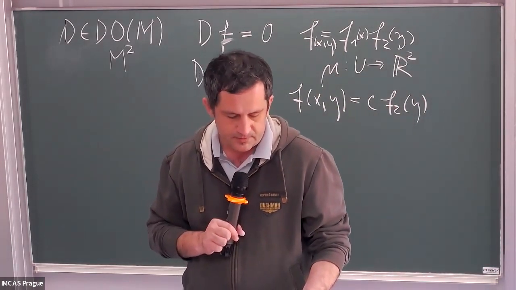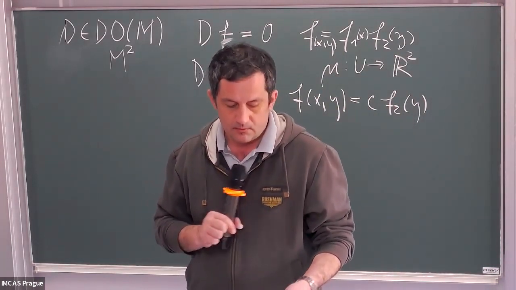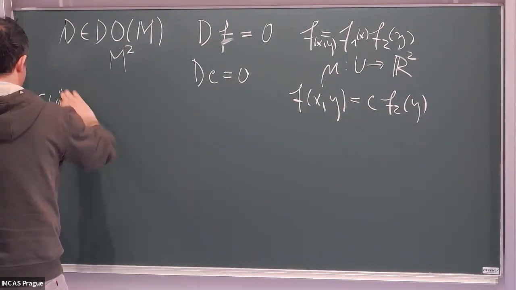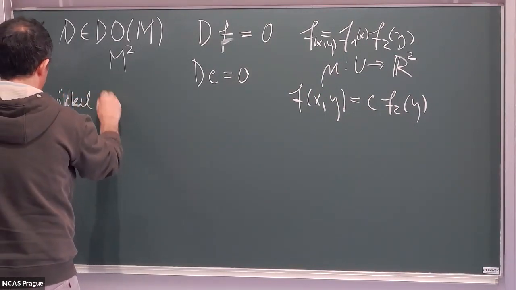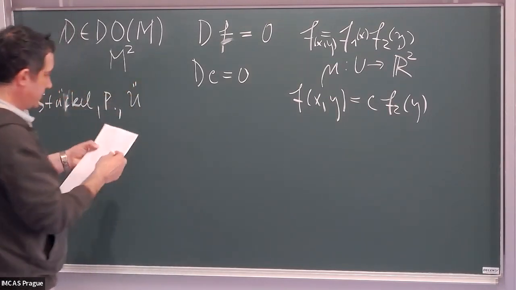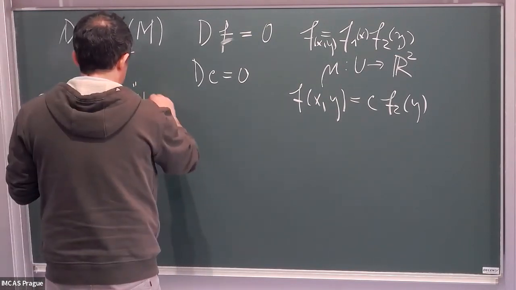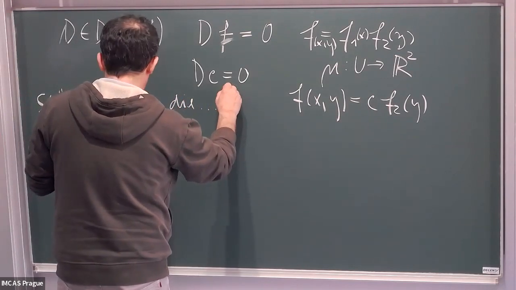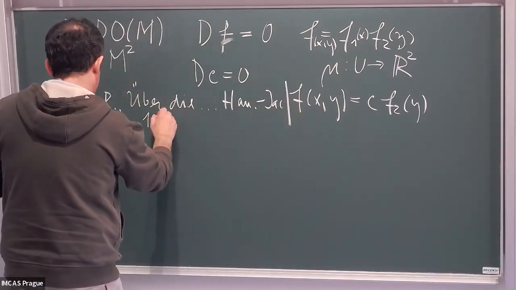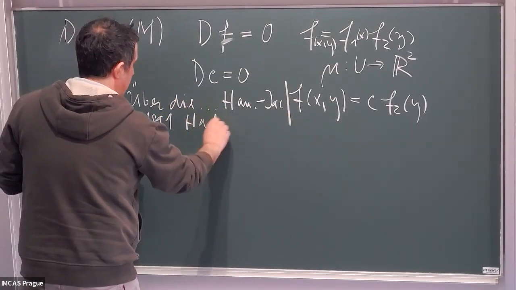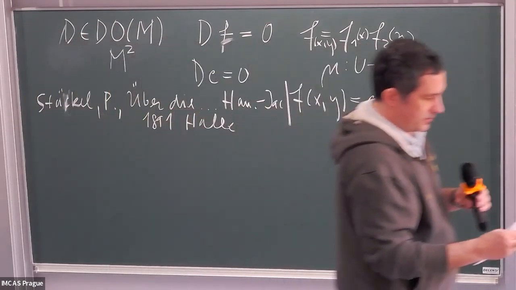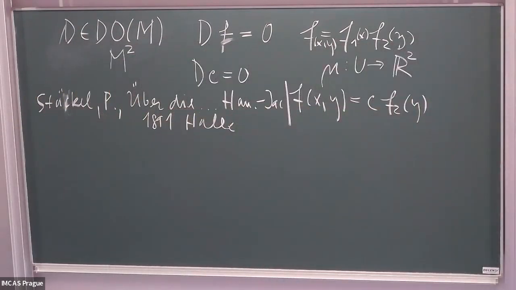The first and very often cited is Stäckel, in German, über die Integration der Hamilton-Jacobi Differential equation, 1891. It's his habilitation in Halle, available from Heidelberg. This is really about Hamilton-Jacobi.